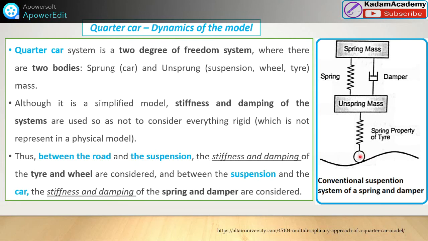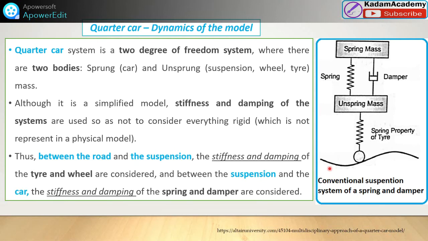Frictional effect is neglected. This is the conventional suspension system mathematical model for this quarter car. This is the representation of the quarter car, a very simple, widely used mathematical model to analyze the vibration and control problems of the vehicle.